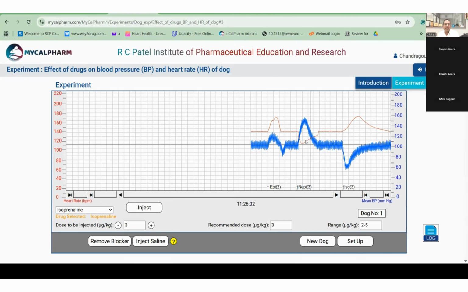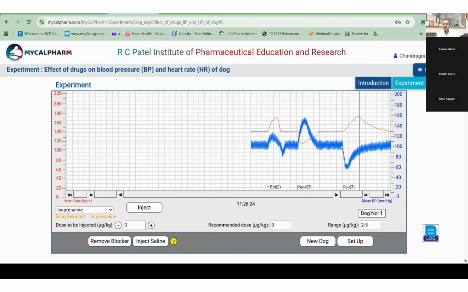Why is this happening again? Because noradrenaline is not acting on the heart. There is no effect on beta receptors related to noradrenaline. It is purely an alpha agonistic kind of agent. Because of which we find a rise in blood pressure but a fall in heart rate.